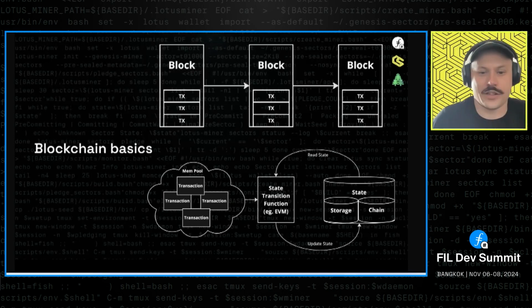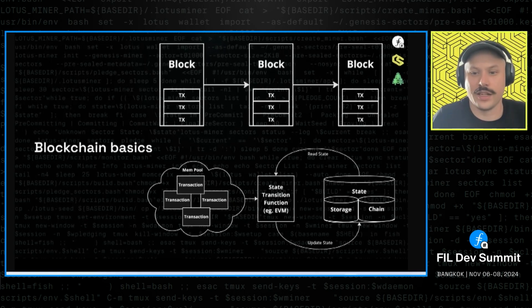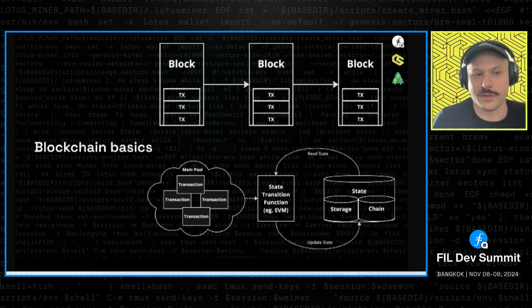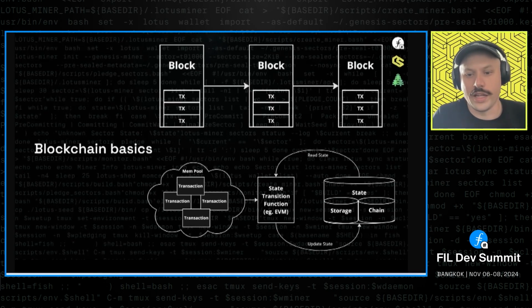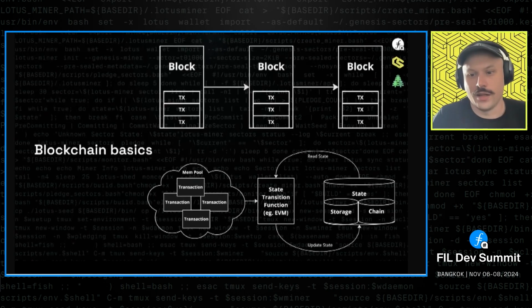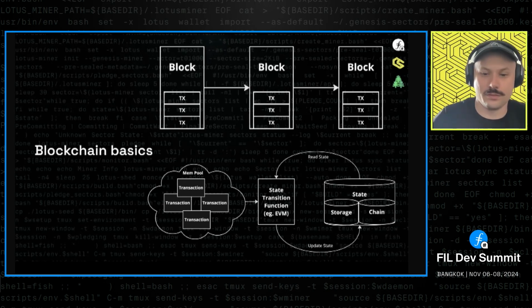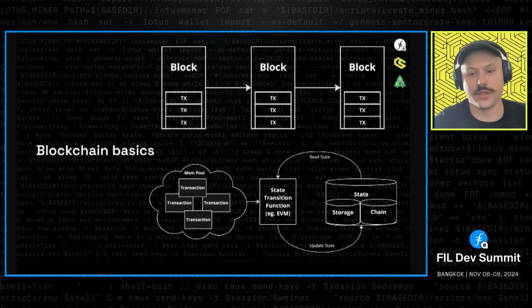We have a set of transactions in a mempool on the left, and on the right, we have a database of some sort containing two types of state. One is the storage state, which is ultimately the data that the transactions actually operate on. So, for example, an account balance or a smart contract might be stored there. And then there's also the chain state, which is where the actual blocks and transactions are stored.